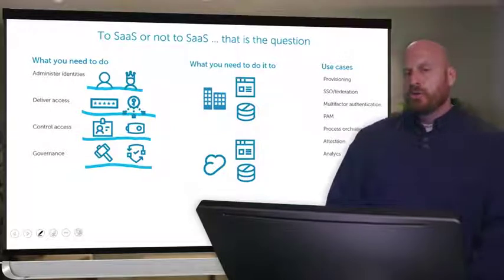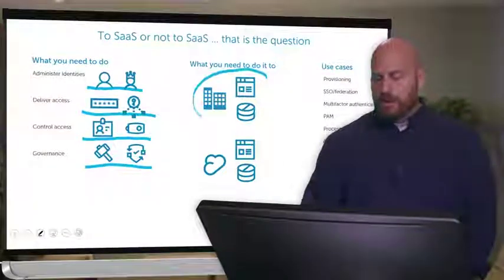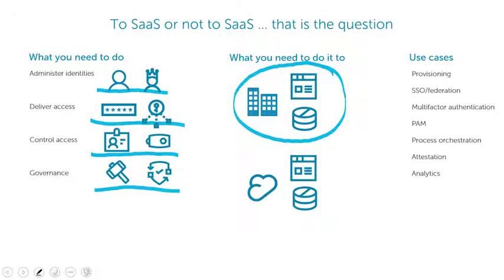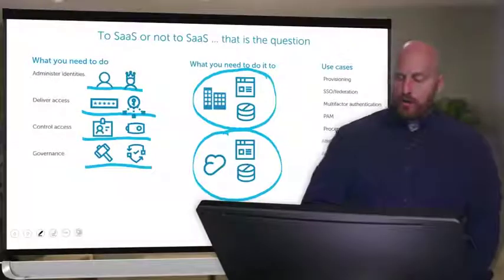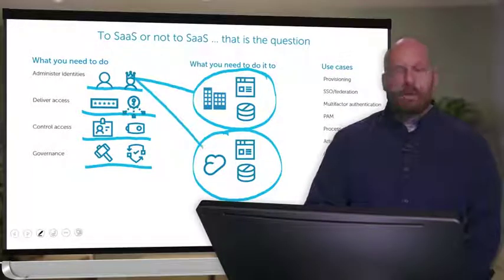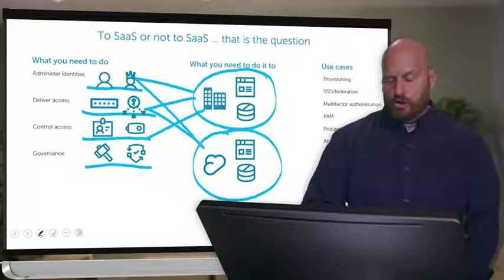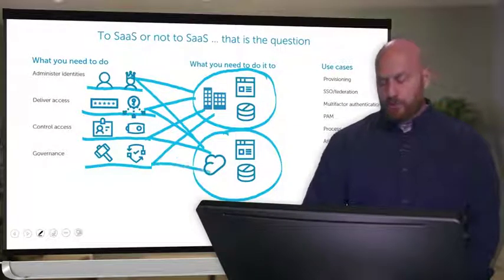And what do you need to do all this to? You've got a whole bunch of on-prem things that people need to access. You want to control those. But you've got this growing population of cloud things, applications and data out in the cloud that you need people to access. So you've got to administer identities in both places. You've got to deliver access to both places. You've got to control access to both places. And ultimately you'll want to do governance to both places.